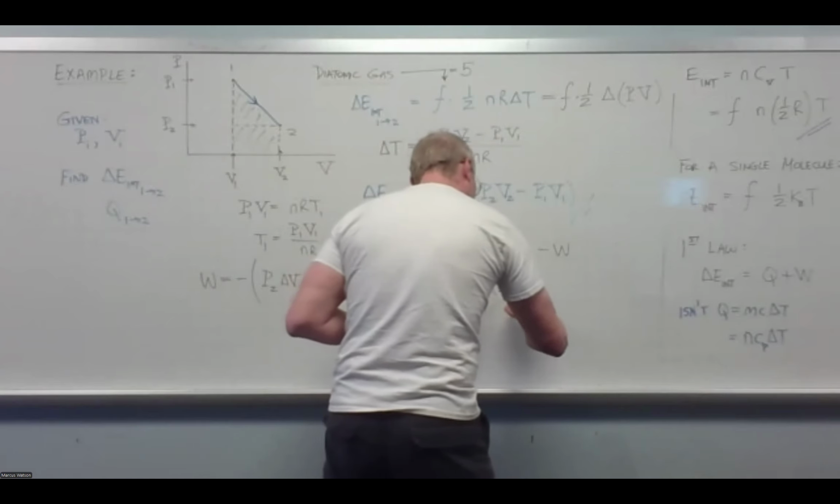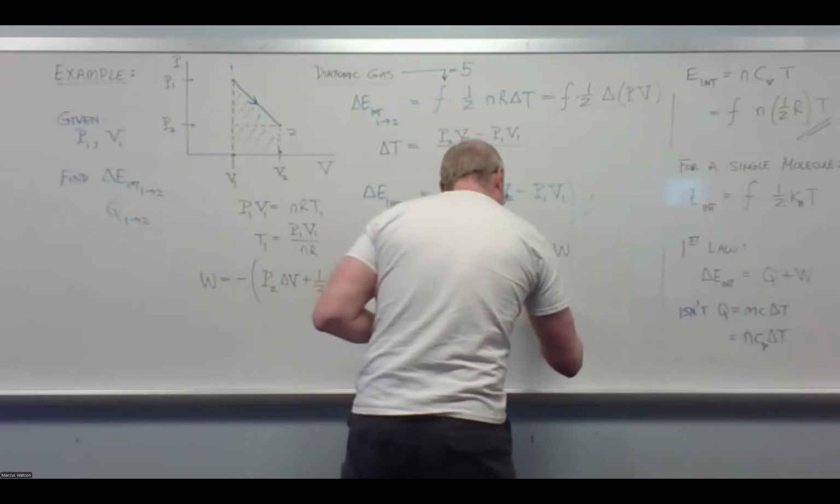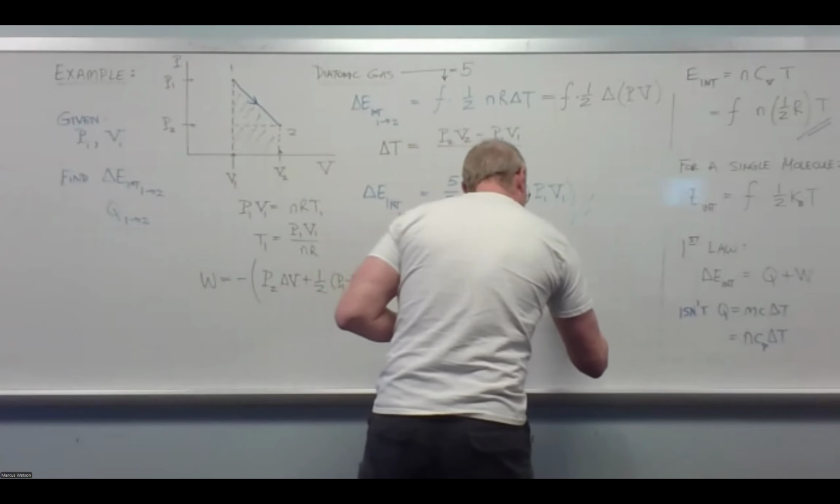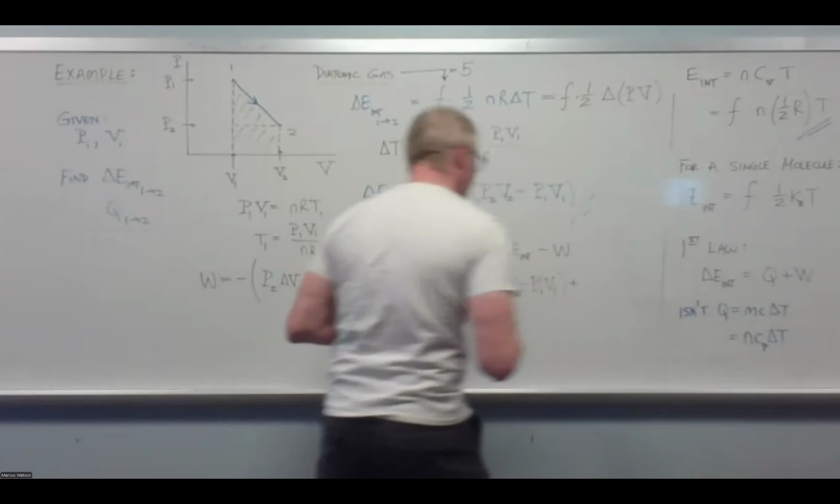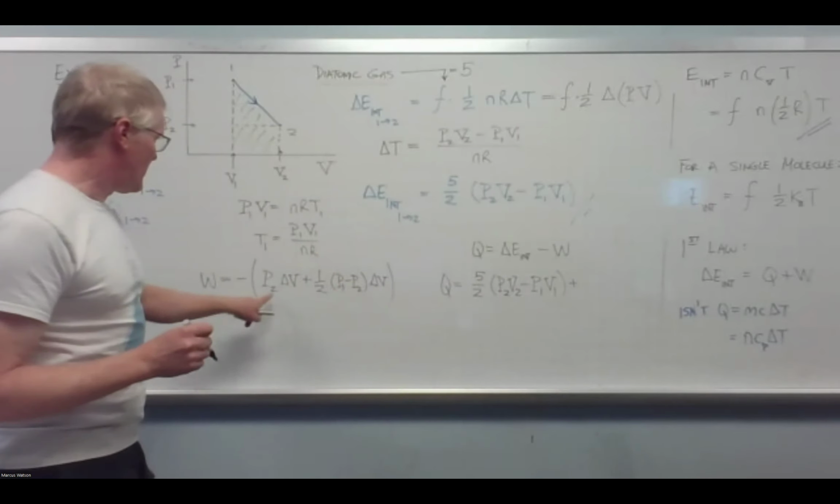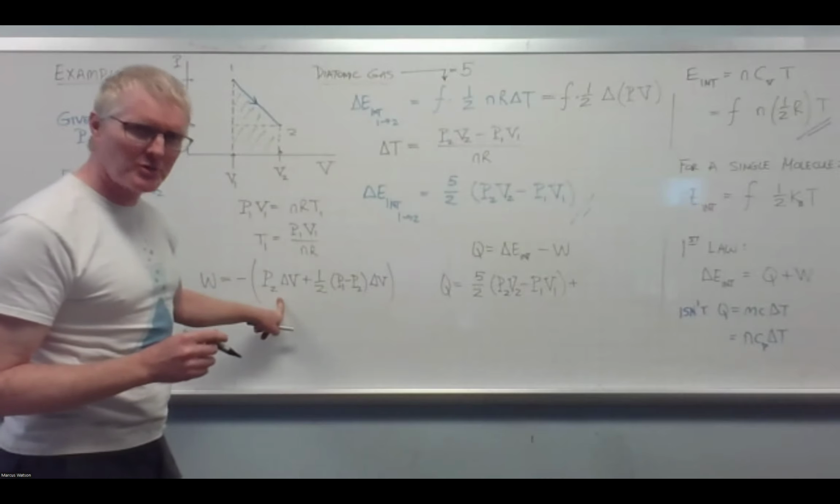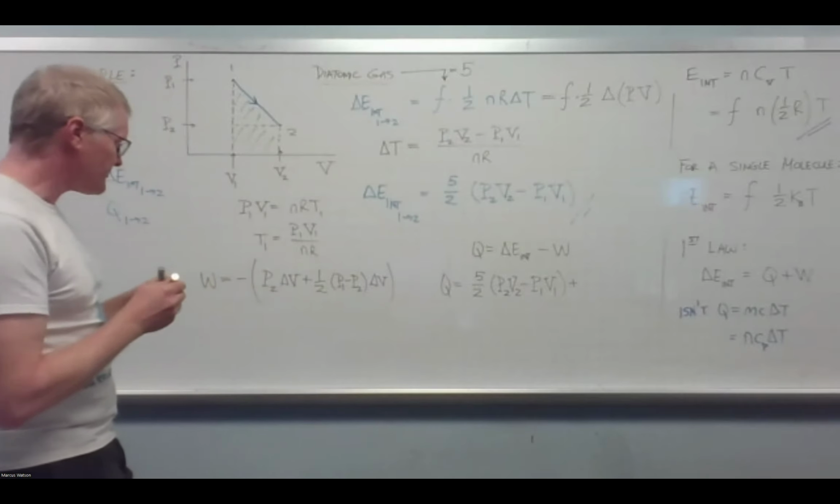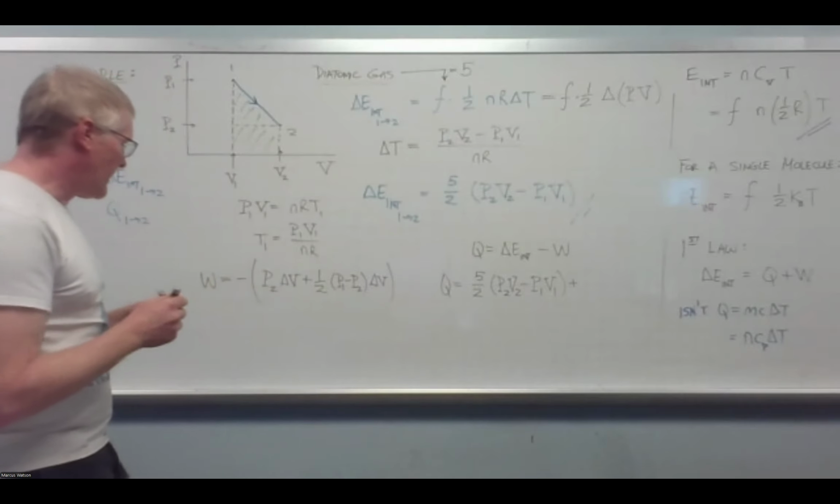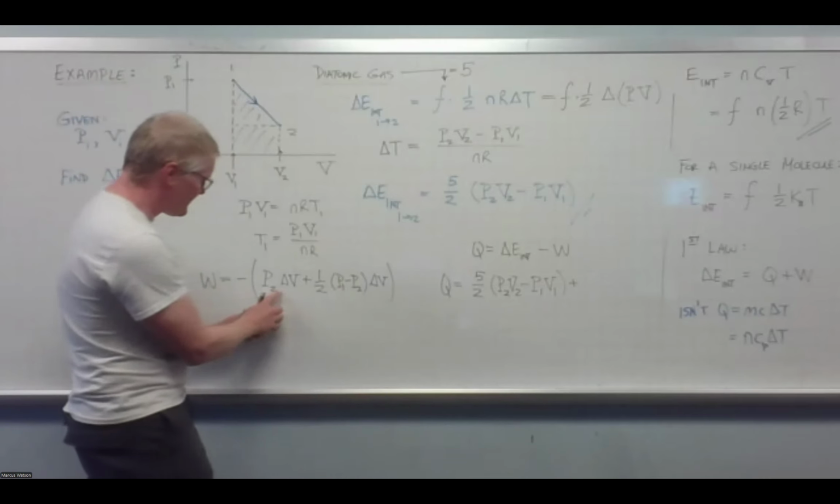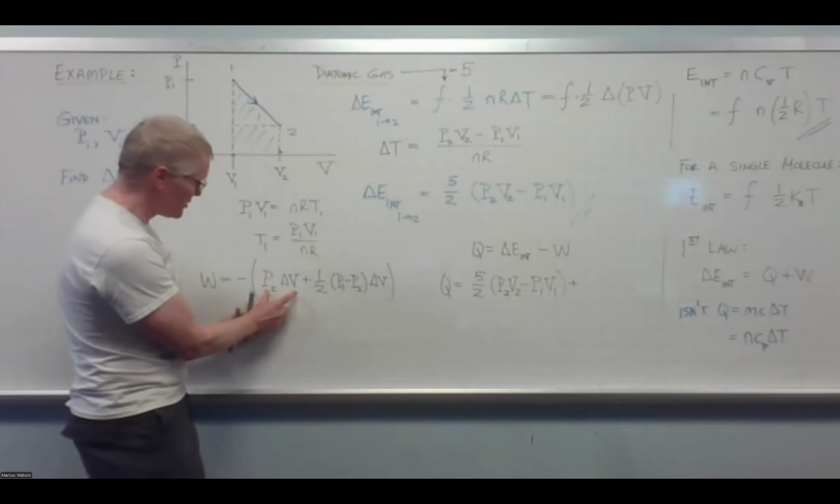I got the indices wrong. 2 and 2 minus P1 V1 plus the triangle and the rectangle. Now, if I look closely at this, I'm going to notice something. I have the ability to simplify this just a touch.